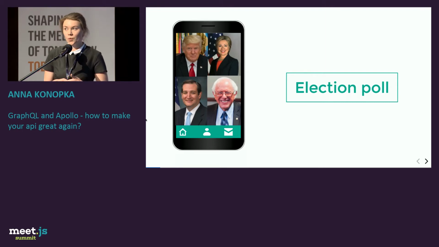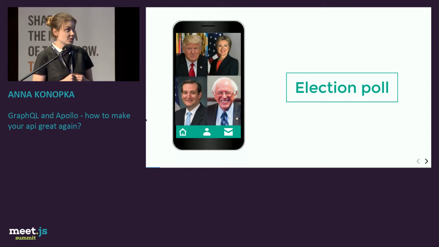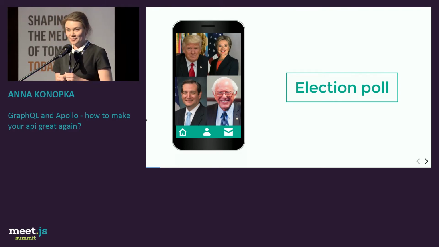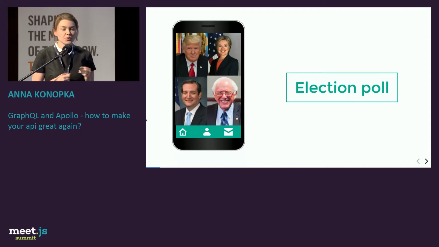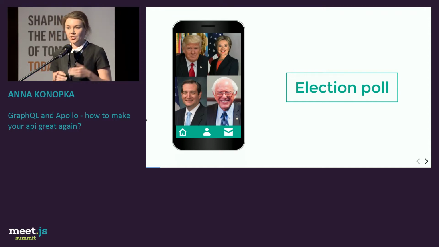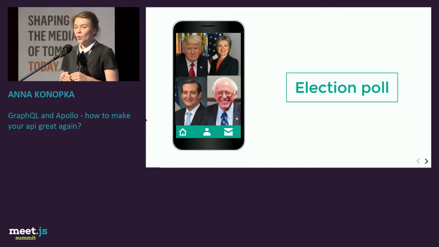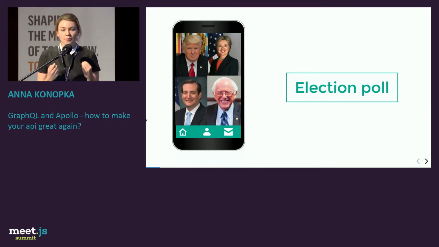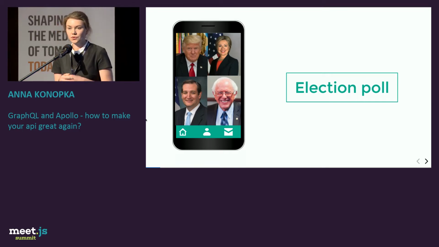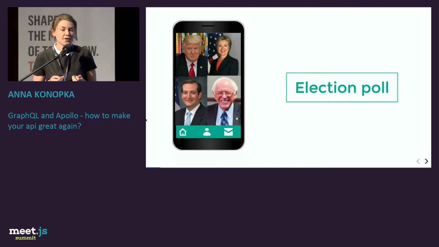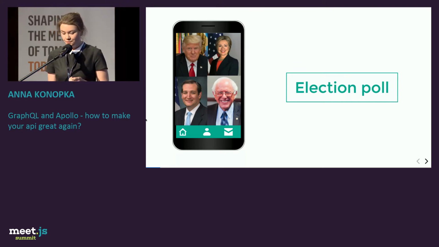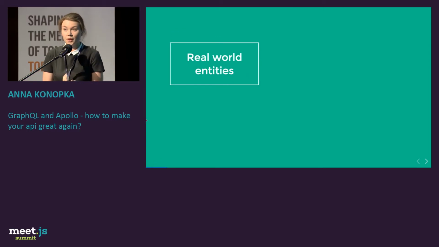And to do so, we will need a real-life example. And surprise, surprise, it will be an election poll app. Here we will be able to show some candidates, vote for them, and see their scores. But when we think about what we actually need to define an API and to have a fully functioning application, we have to start with thinking about the data inside the application.